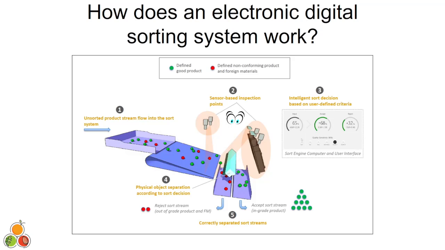4 is the physical ejection or separation of the products. There's many ways of doing that, typically in small fruits or nuts or rice or coffee or whatever you use, compressed air. Other larger fruits can use cups, whatever the world, there's many ways of doing it. And 5 is correctly separating what's bad and what's good.